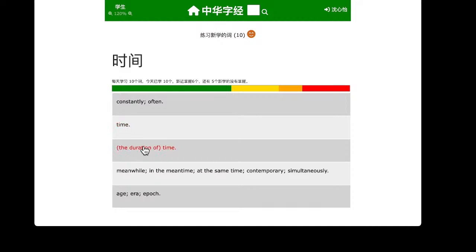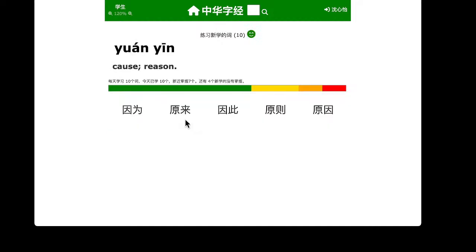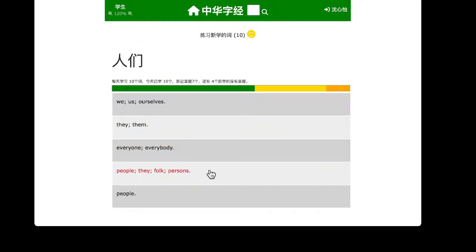How am I supposed to know which one of these it's supposed to be, huh? Time or the duration of time? Is there a difference? 一个时间，一个时段, I don't know. It's too ambiguous. Not nice.